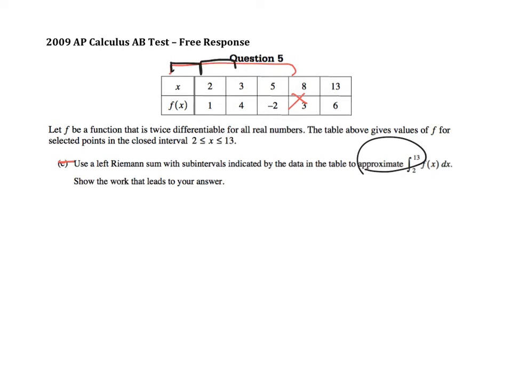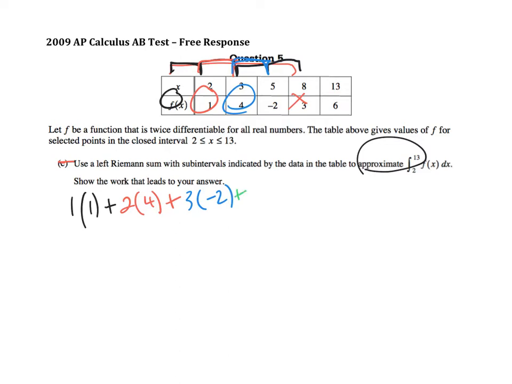So I'm going to do 1, 2, 3, 4 rectangles. The first rectangle's base is 1. The left height is 1, base times height. The next rectangle has a base of 2 and a left height of 4. My next rectangle has a base of 3, a left height of -2. And finally, my last rectangle has a base of 5 and a left height of 3.